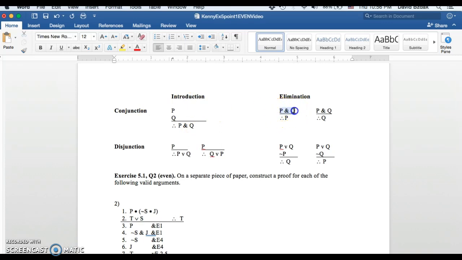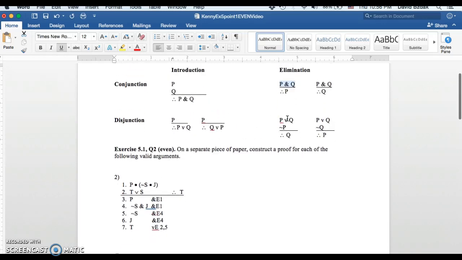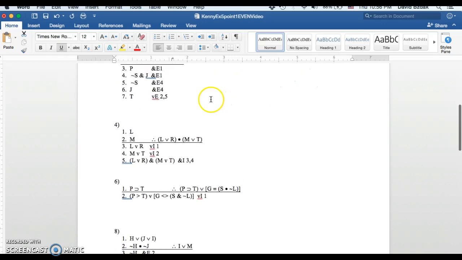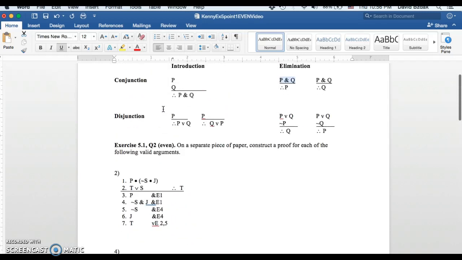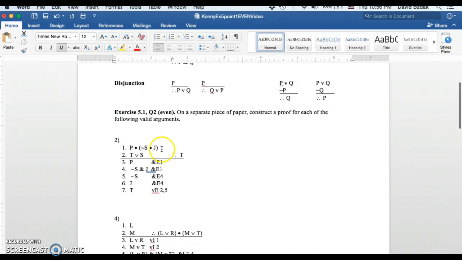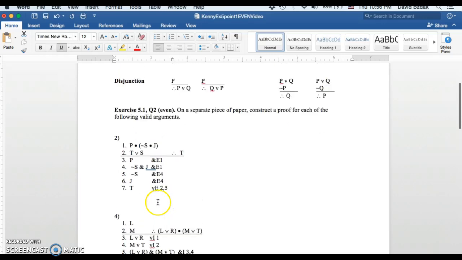Whereas if I do conjunction elimination, I need 1 input, right? 1 sentence. That's a conjunction. So I only need 1 number after the conjunction elimination rule, right? And you can see that here, conjunction elimination 1, conjunction elimination 4, etc. Disjunction introduction, again, I only need 1 input, any sentence. So when we have disjunction introduction, it's only going to have 1 number after it. But disjunction elimination needs 2 inputs, the disjunction and the negation.